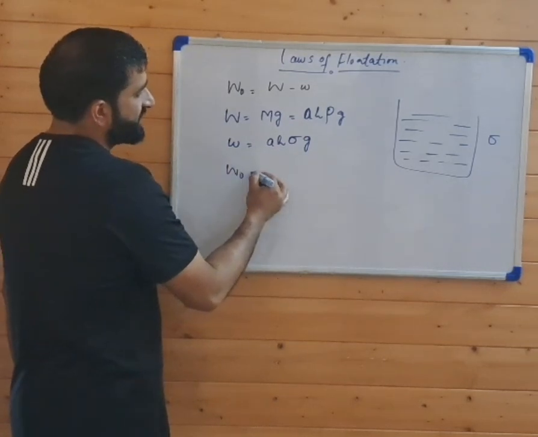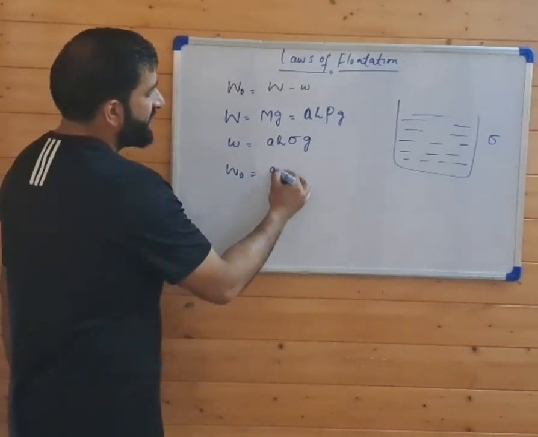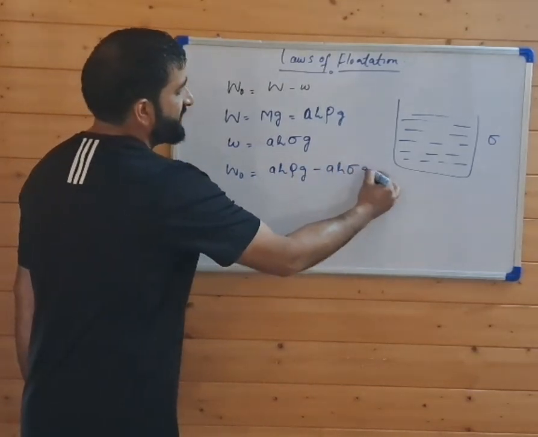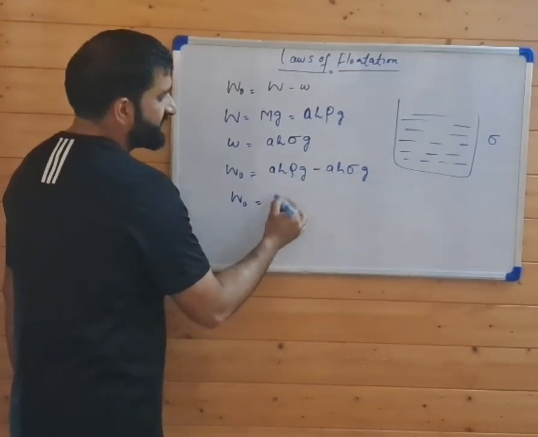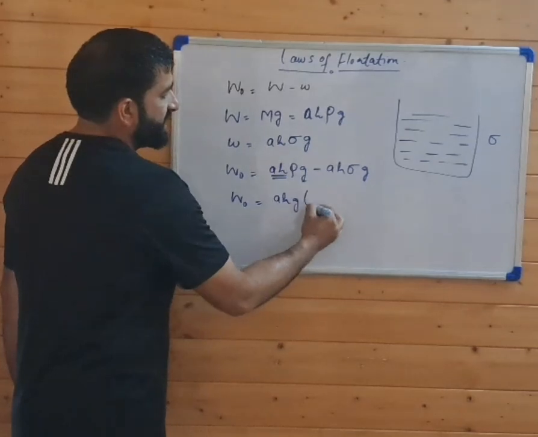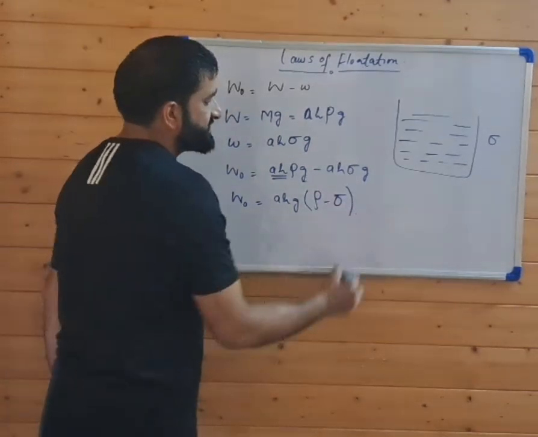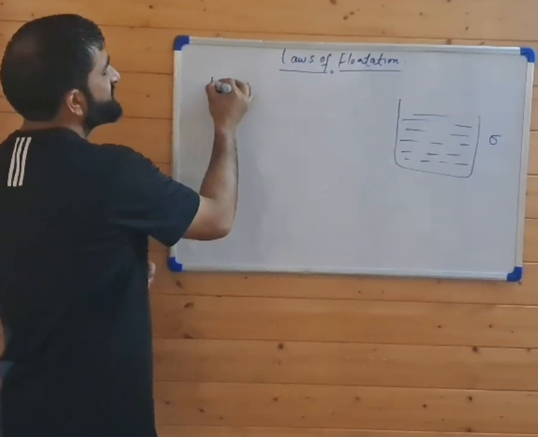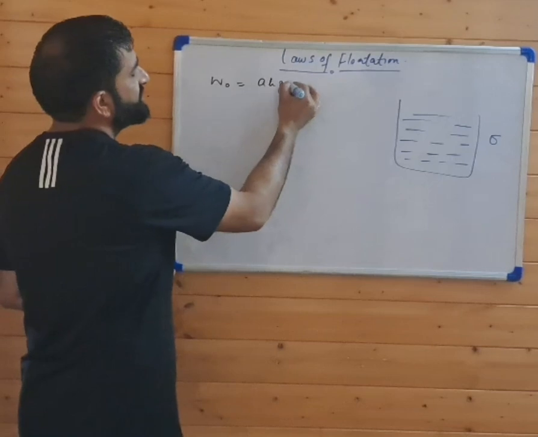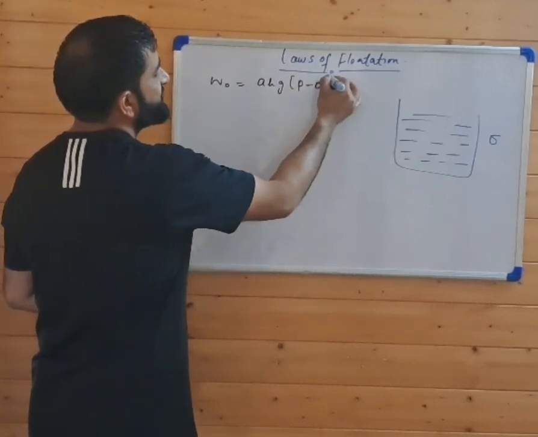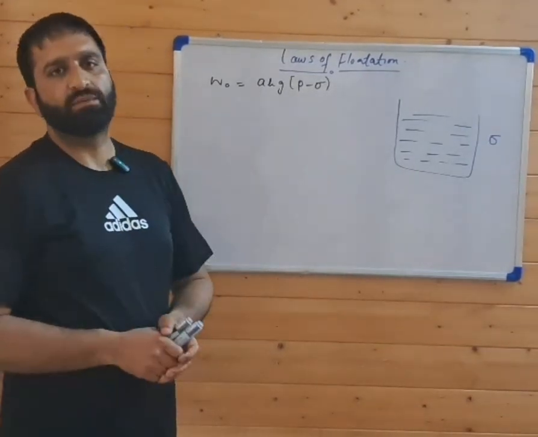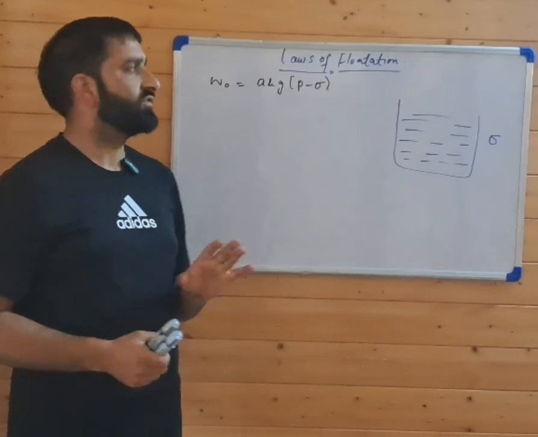That means the observed weight is equal to Ah into rho into g minus Ah into sigma into g. Taking Ah and g common, the observed weight is equal to Ahg into (rho minus sigma). As calculated, the observed weight of the body is equal to A into h into g into (rho minus sigma), where sigma is the density of the liquid and rho is the density of the body. Here we have three laws of flotation.